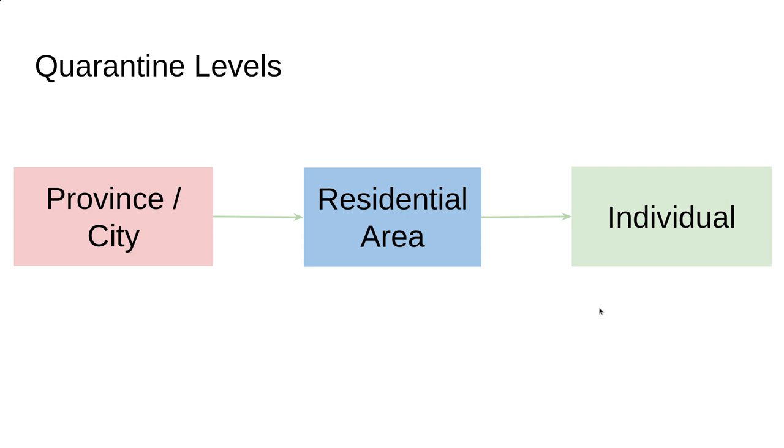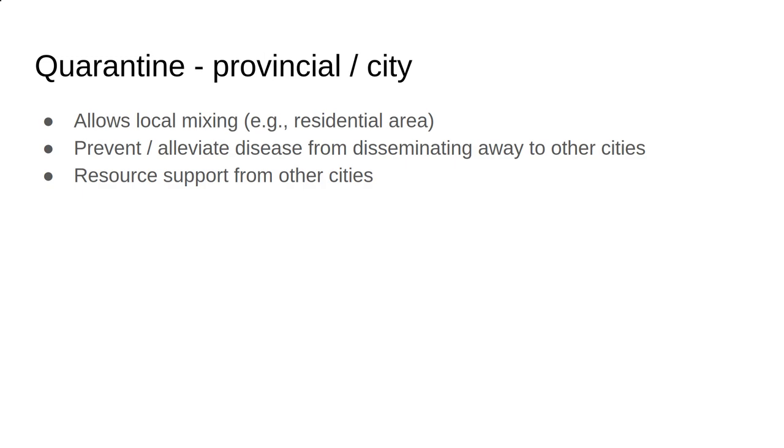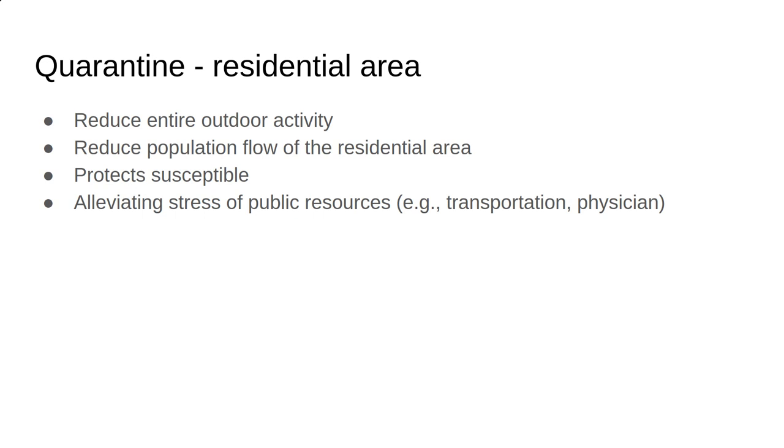Quarantine is represented in a particularly articulated fashion within this model at the provincial, the residential and individual level. And we can represent that quarantine at these more coarse-grained levels to allow for, say, local mixing within those regions. But quarantining can be done to prevent and alleviate disease from this infection from disseminating away to other cities. And there can be resource support afforded by other cities, as was a marked feature of the outbreak within Wuhan, and indeed in Hubei province, where 40,000 or so healthcare workers recruited from all the different provinces of China were sent to Hubei province, with I believe about half of them settling in the epicenter of Wuhan directly.